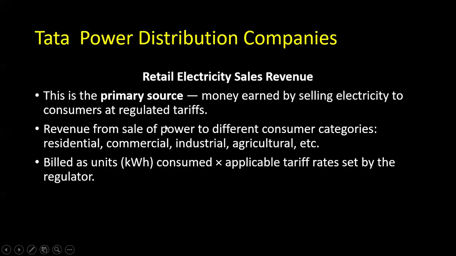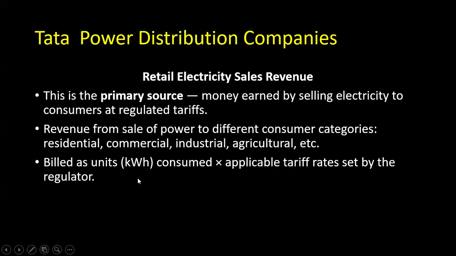So unlike PhonePe's revenue, here the revenue is regulated because it's a part of a regulated industry. PhonePe fixes its own price, but a distribution company's price is determined through a regulatory process by the respective regulatory commissions. Revenue from the sale of power to different consumer categories. The product is the same. The product measurement unit is kWh.